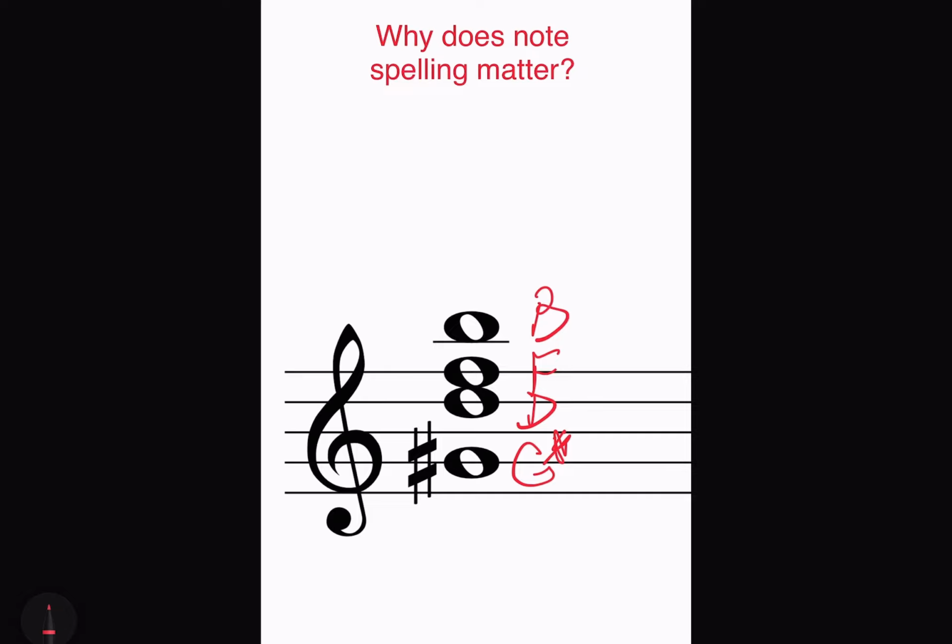And with these notes, the only way to do that is to label G sharp as the root of the chord, the B as the third, the D as the fifth of the chord, then the F as the seventh of the chord. Now, the next step is to look at the intervals between the notes.